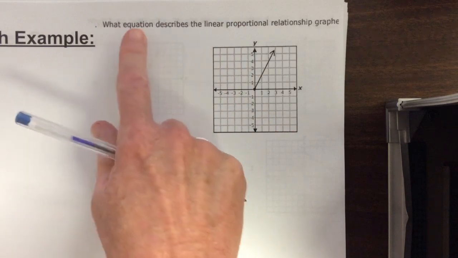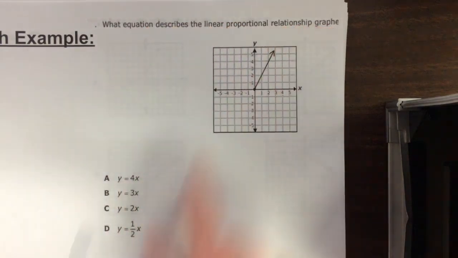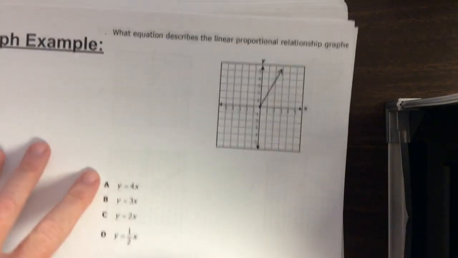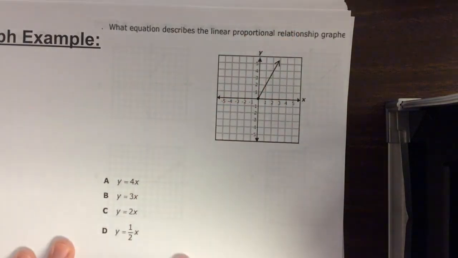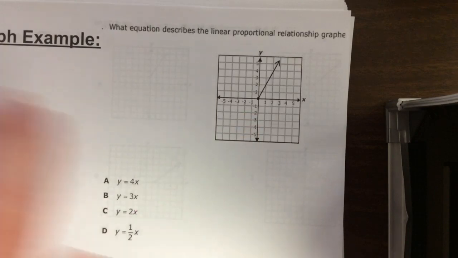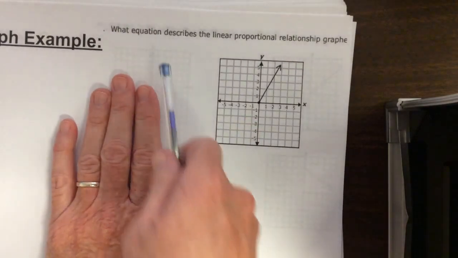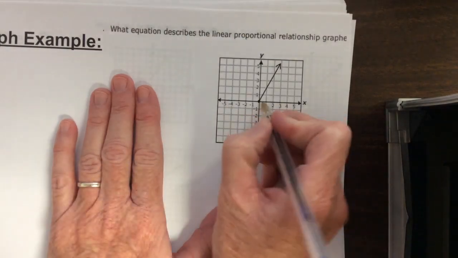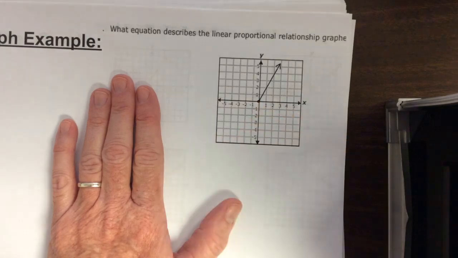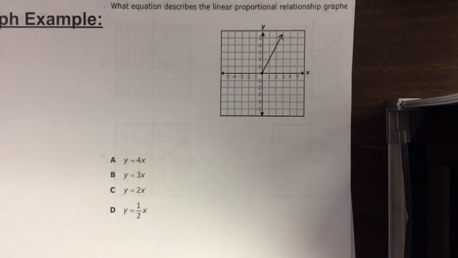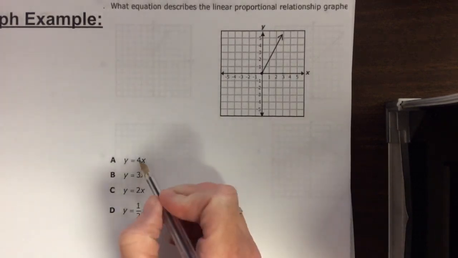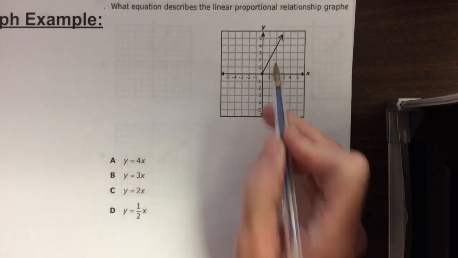It says what equation describes this proportional relationship? So on the STAR test, this is an exact STAR question, and they're telling you it's proportional. They want to know which one of these equations match that graph. Sometimes on the STAR test, it might just say, is this graph proportional or non-proportional? And we would say, yes, it's proportional because it goes through the origin. Now, let's answer this question. Let's see which one of these work for this equation.